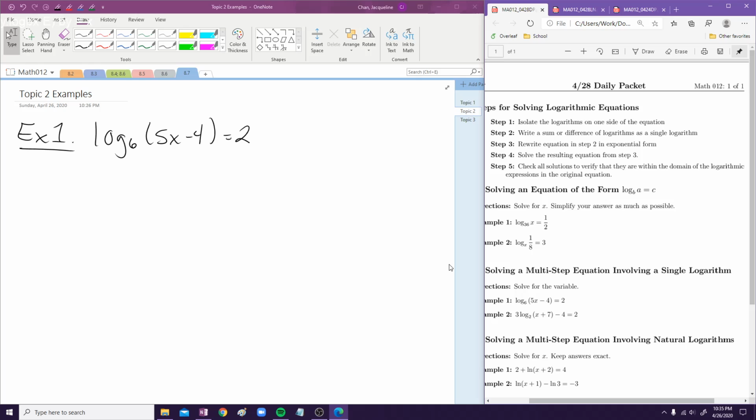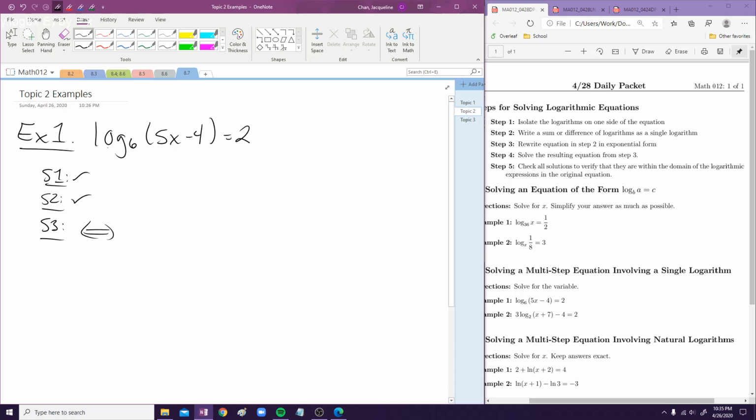So for step 1, we want to isolate the logarithms on one side of the equation. In our case, we only have one log, so it's already to the one side. So step 1, done. Step 2, we want to write a sum or difference of the logarithms as a single logarithm. Again, we already have a single logarithm, so step 2 is done for us. So step 3, we want to rewrite the equation in step 2 in exponential form. Since these are already done, we're still looking at our original equation, and we want to rewrite this in the equivalent exponential form.